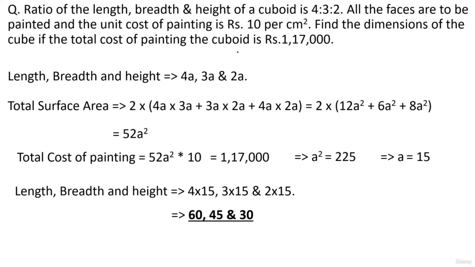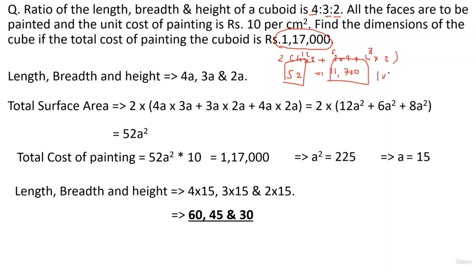Okay. Now, what you could have additionally done was, guys, you could have assumed the length, breadth, and height as 4, 3, and 2 as such. In that case, the surface area would have been 4 into 3 plus 3 into 2 plus 4 into 2. Okay, 4 3 is 12, 3 2 is 6, 4 2 is 8. Okay, 12 plus 8 plus 6 is 26, into 2 is 52. Okay, 52 unit square is going to be your surface area. Okay, now divide the cost by the unit painting cost. Okay, divide this by 10, you will get 11,700. Okay, so 52 unit square corresponds to 11,700.